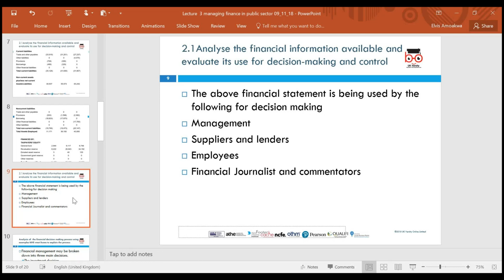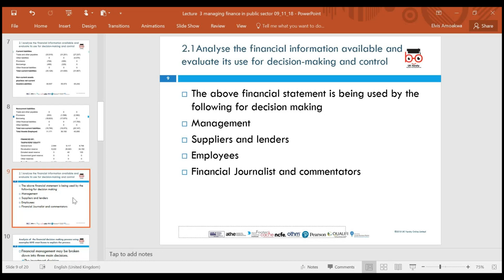And these decisions can be taken by, one, management of the trust. It could be used to take decisions by suppliers and lenders. Employers will also use it. And then financial journalists and commentators will also use it. That is why it's in the public domain. So management will use it for their internal decision making. Suppliers and lenders will also look at the balance sheet and decide whether they have to supply things or not.